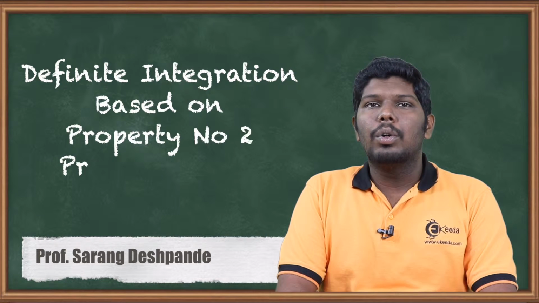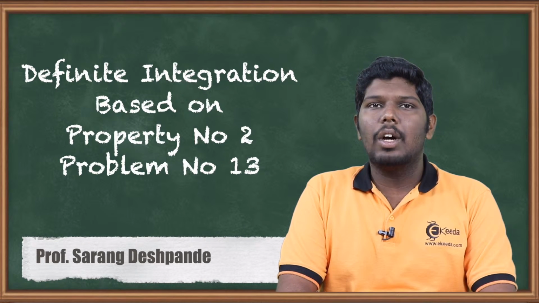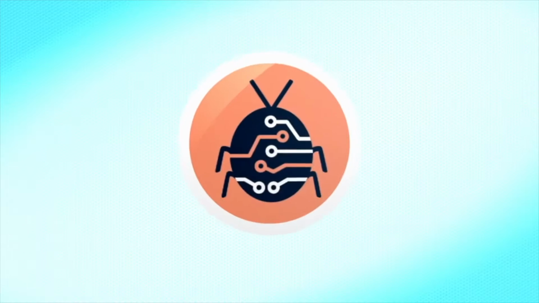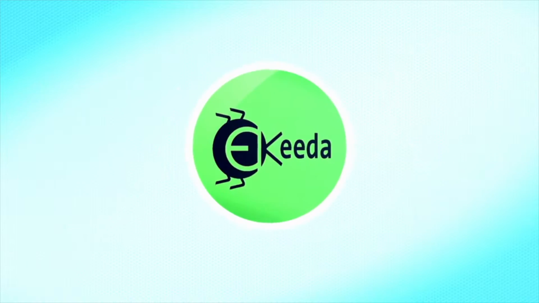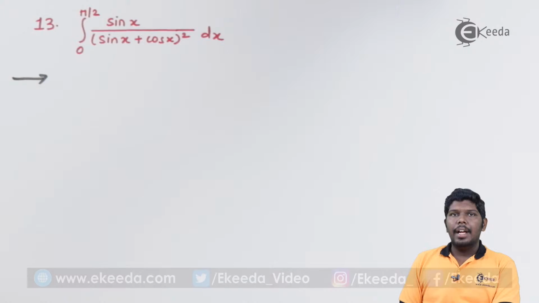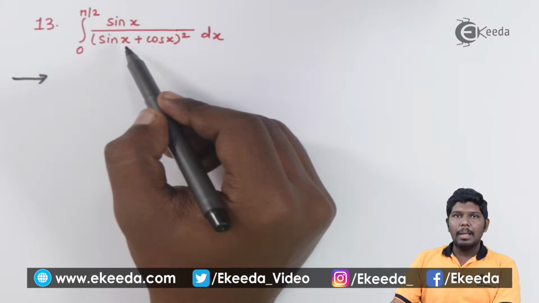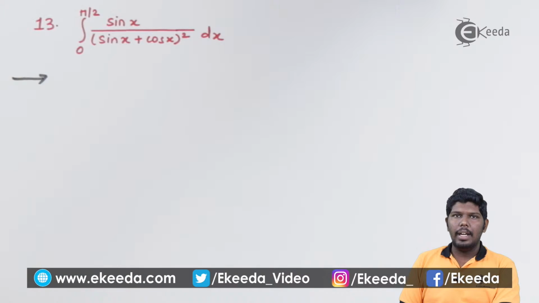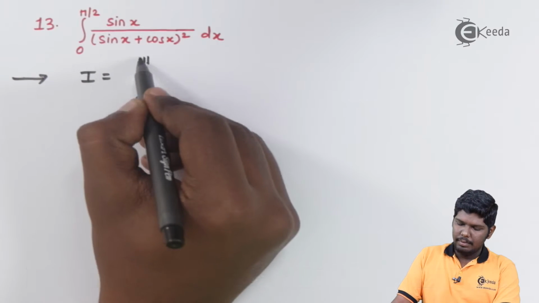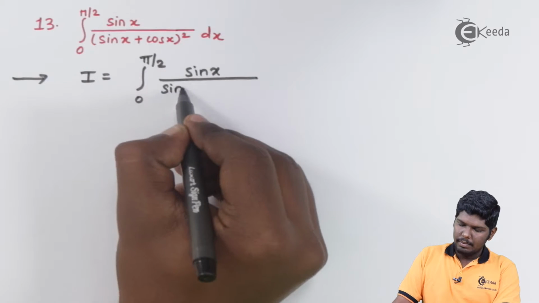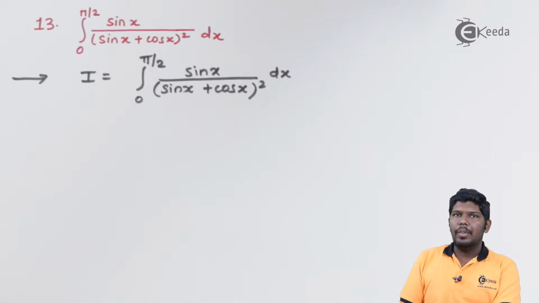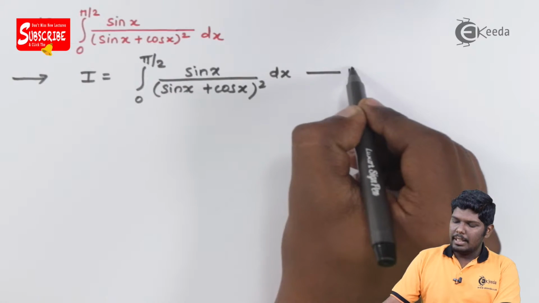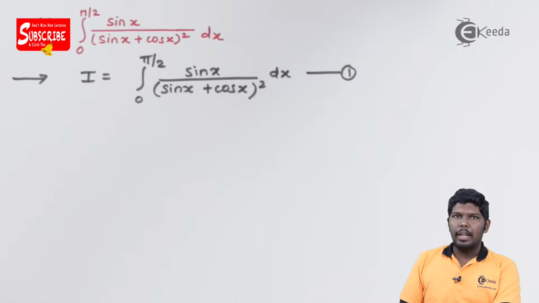Hello friends, in this video we are going to continue with one more problem based on property number 2 of definite integral. Let us start with problem number 13. Integral 0 to pi by 2 sin x upon (sin x plus cos x) the whole square dx. Again, you can see the given integral is in fractional form. Therefore, we can consider this as equation number 1 first and then use the property.